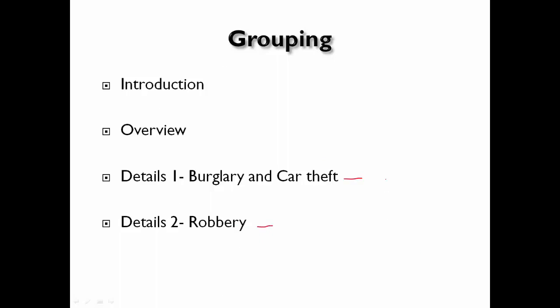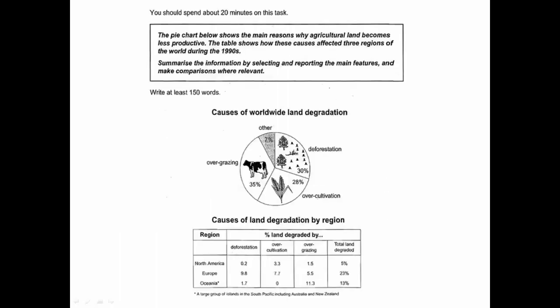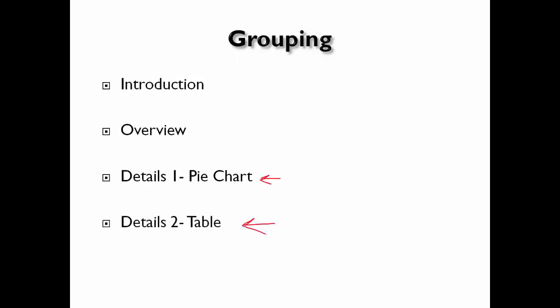If we were to look at this, there are two different graphs. There's a table and there's a pie chart. Therefore, we just discuss one in one details paragraph and the other in another details paragraph. So the grouping would look like this. Pie chart in one details paragraph and table in the other.